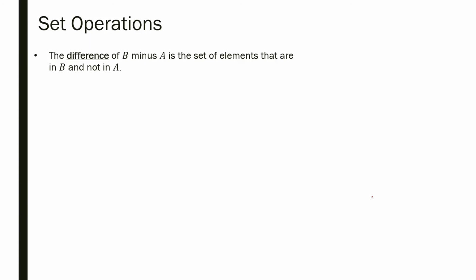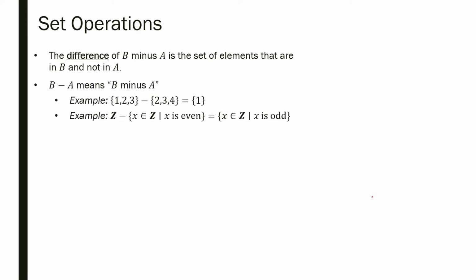Okay, so let's move on to two more set operations. We can talk about the difference, B minus A. The difference of B minus A is a set of all elements that are in B, but not in A. So let's look at an example. And we use the normal minus sign. Okay, so minus, it's a little different. It's similar but different. You take B minus A.